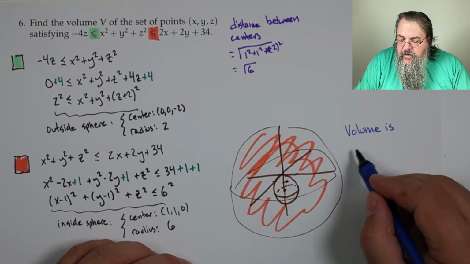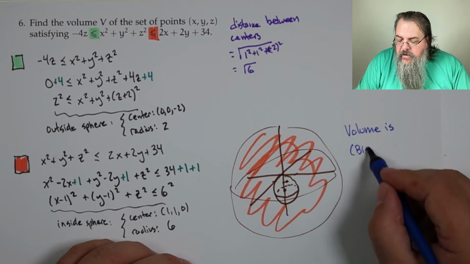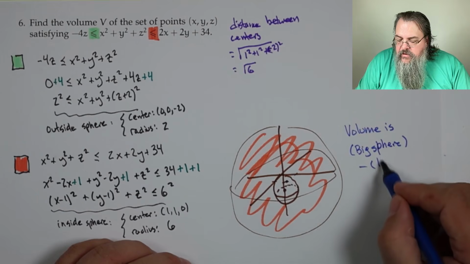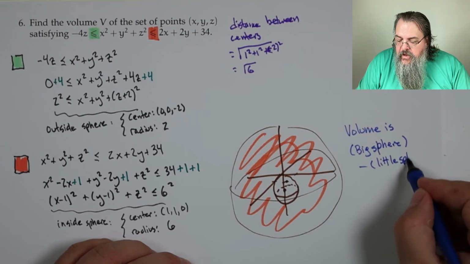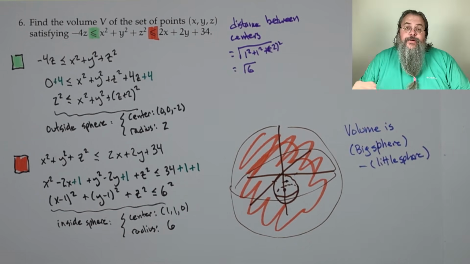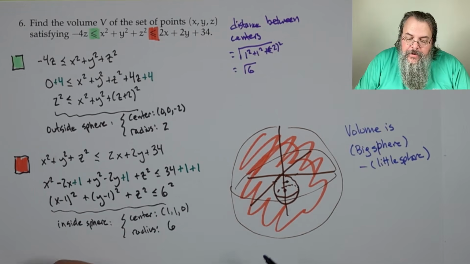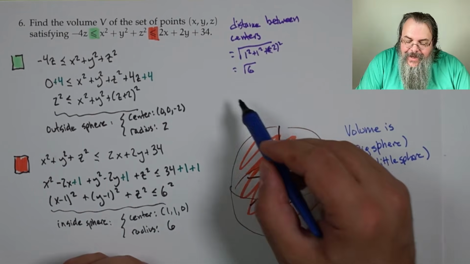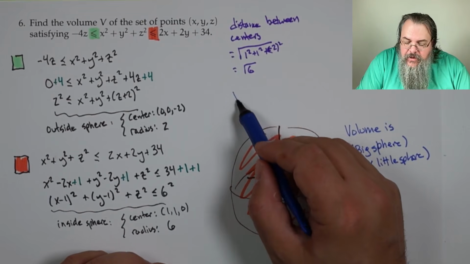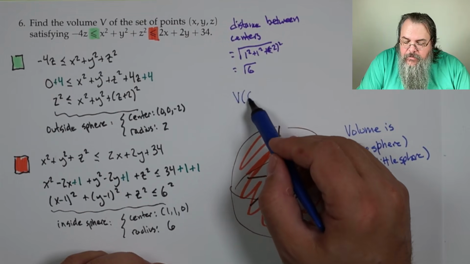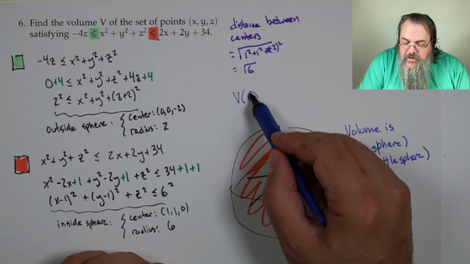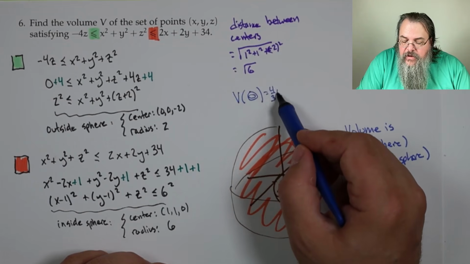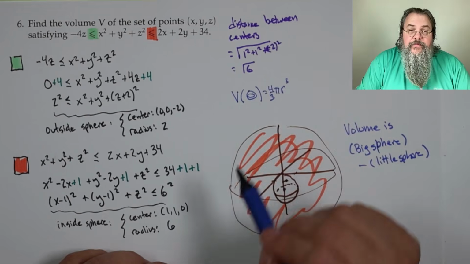So it's big sphere minus little sphere. All right. Now, do we know the volumes of a sphere? Yes. And if you look on the formula sheet, it has a cute little picture. Hey, look at that adorable picture. That's 4/3 pi r cubed.